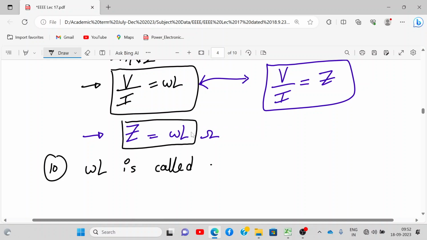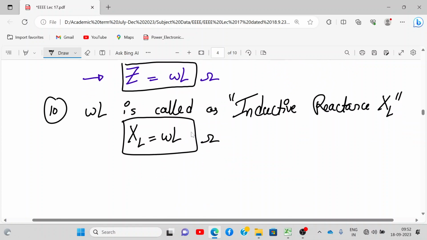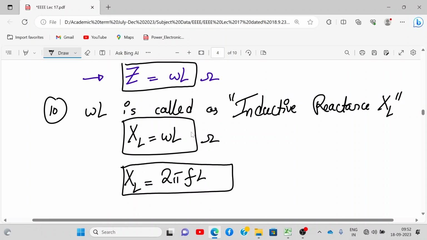So we'll write omega L is called inductive reactance, XL. It's a new term, please remember, new notation: XL is given by omega L, ohms. And if I expand omega, what is XL given by? 2 pi fL. Got it? So if it is a pure inductive circuit, my impedance will be equal to inductive reactance, which is equal to omega L.